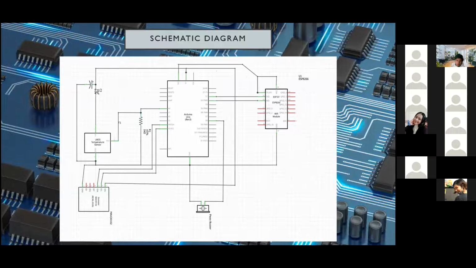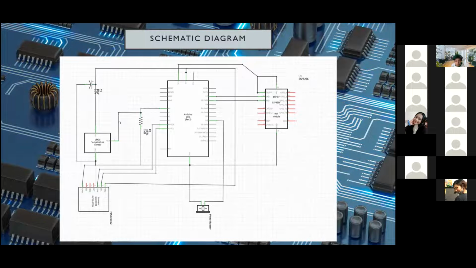And also the MAX 3010, it uses a method called photoplethysmography to measure the heart rate. So ito po yung sensor namin which measures the heart rate of someone. This method shines light on the skin and the perfusion of the blood is measured. Siya po yung nagme-measure sa heart rate ng user. And the platform that we used is ThingSpeak.